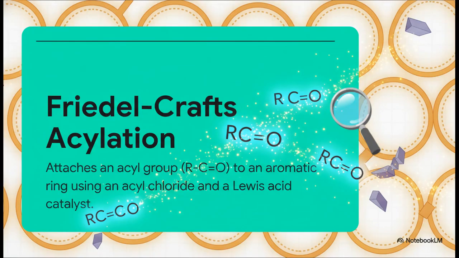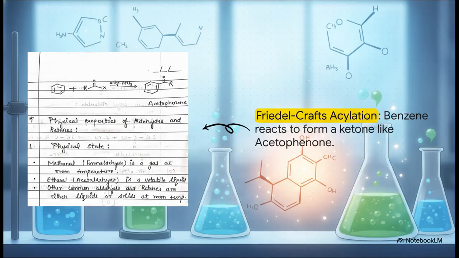For our final method, we're going back to benzene rings, and we're bringing out one of the most famous reactions in all of organic chemistry, Friedel-Crafts acylation. The whole goal here is to stick an acyl group, that's the RC=O part, directly onto an aromatic ring. And here it is. Benzene reacts with an acyl chloride, in this case, acetyl chloride, and you need a Lewis acid catalyst, like aluminum chloride, to make it happen. The result is a direct attachment of that acyl group right onto the ring, forming an aromatic ketone like acetophenone. This is an incredibly important method for building complex aromatic molecules.